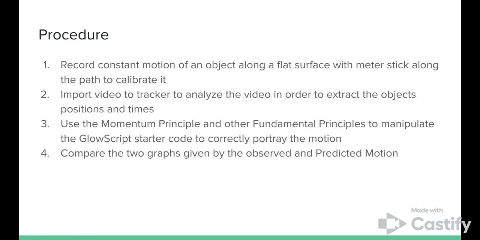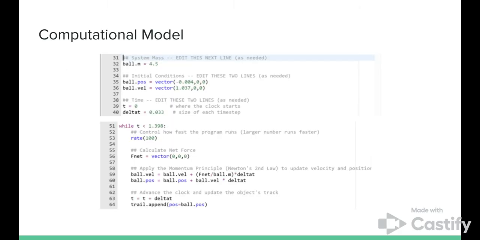So our procedure to do this is that we will record a constant motion of an object along a flat surface with a meter stick along the path to calibrate it. We'll then import the video to the tracker app to analyze the video in order to extract the object's positions and times. We then use the momentum principle and other fundamental principles to manipulate the GlowScript starter code to correctly portray the motion. We then compare the two graphs given by the observed and predicted motion.